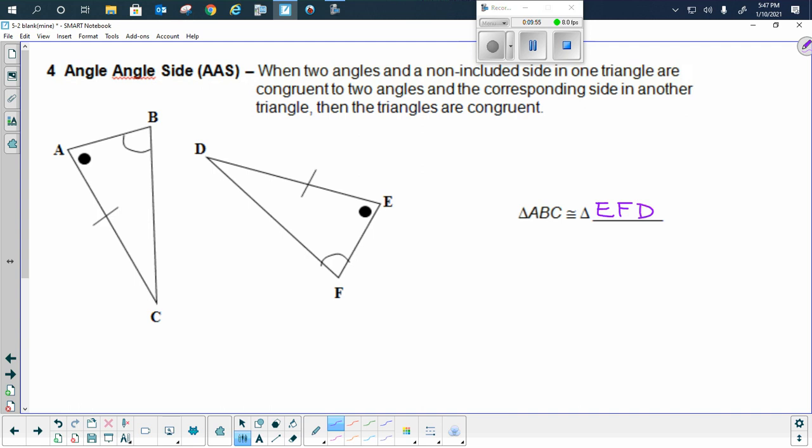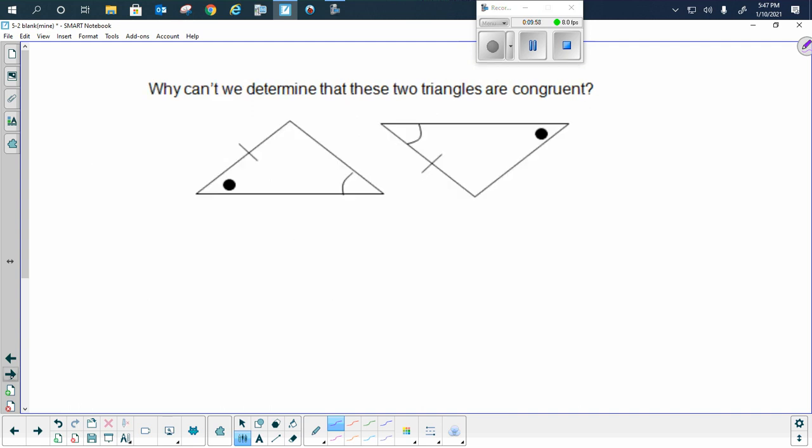All right, so before we go on to the next one, quick question. Why can't we determine that these two triangles are congruent?